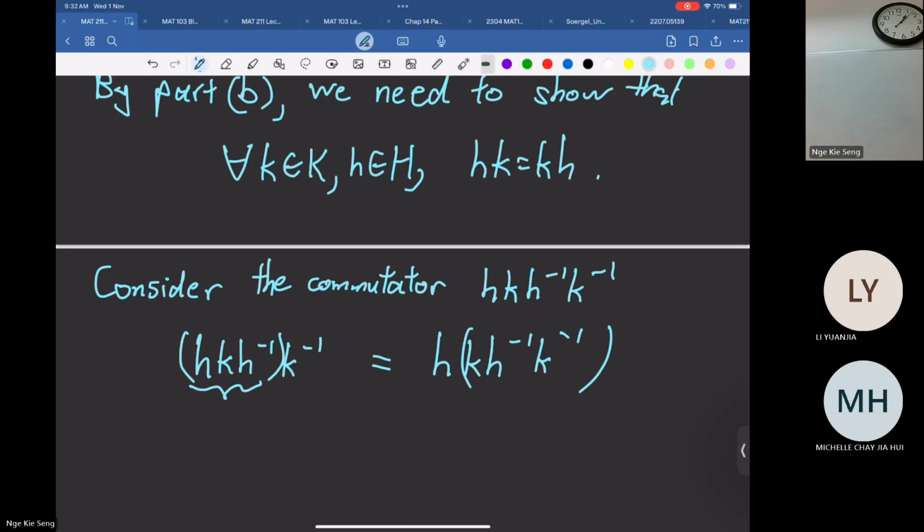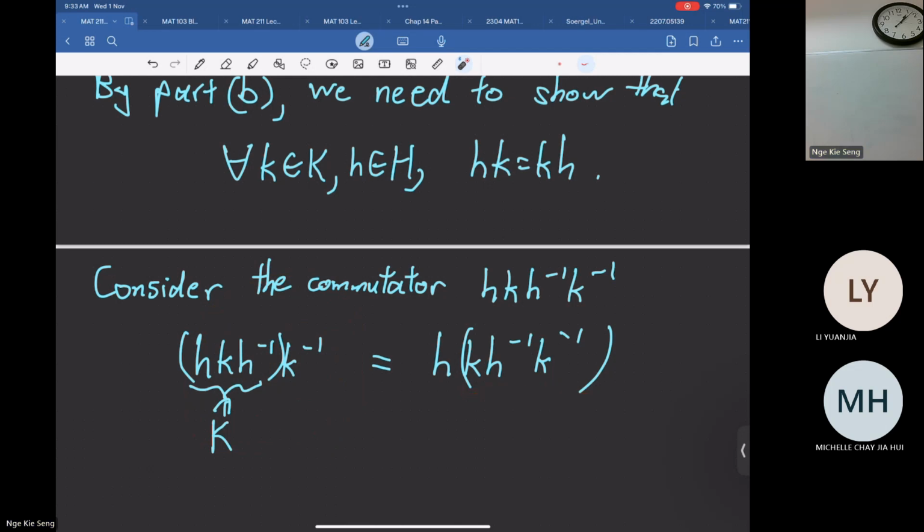The first grouping here is the conjugate of K. K is in a normal subgroup, and you conjugate by H, which is also an element in G. So this whole thing lives in K. So you have something in K multiplied by something in K, so the whole thing here is in K.